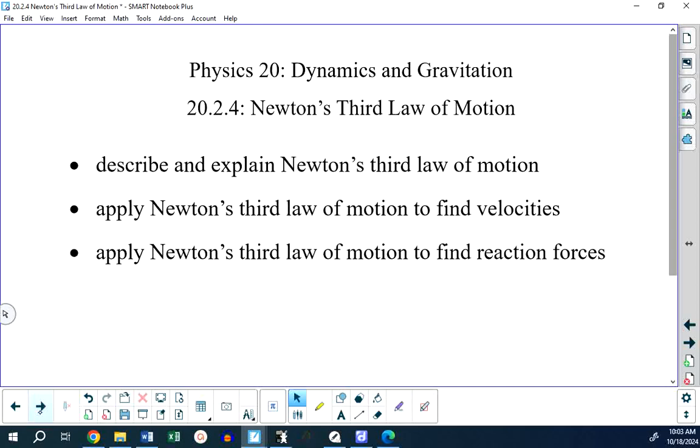So we want to be able to have a qualitative understanding of it so we can describe and explain what it means. And then we need to apply Newton's third law of motion in two situations today. One is to find speeds. Newton's third law of motion can be used to determine the recoil speed or the recoil velocity of a rifle when you fire a bullet.